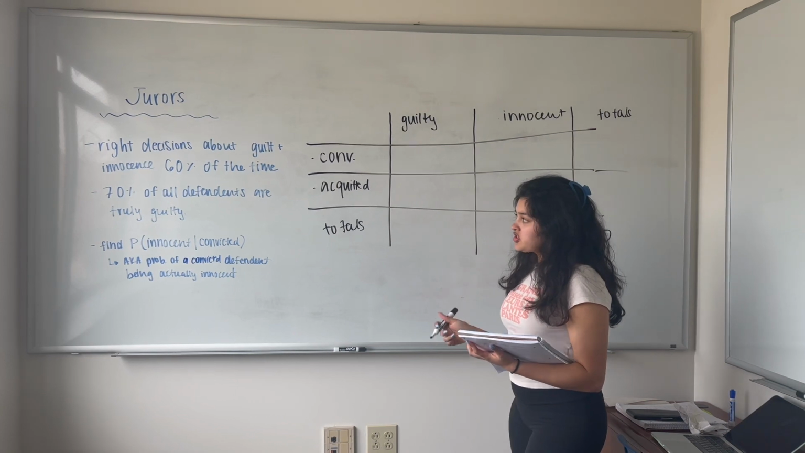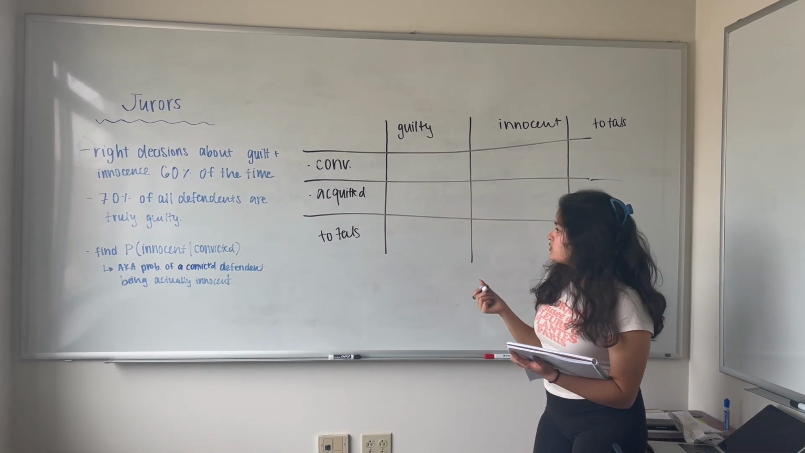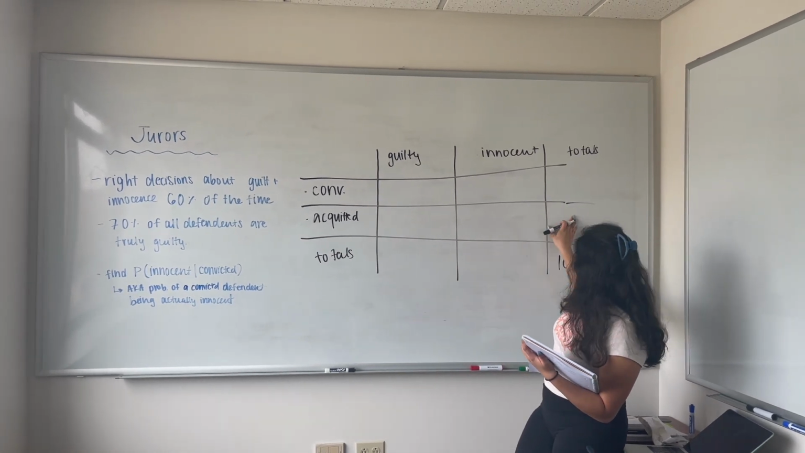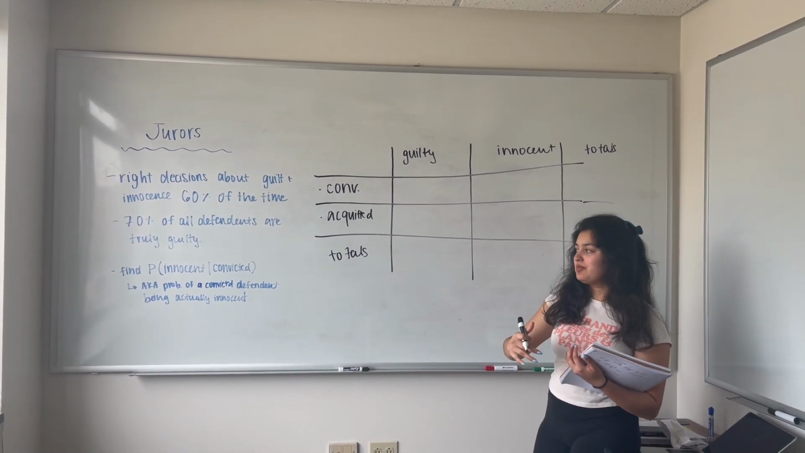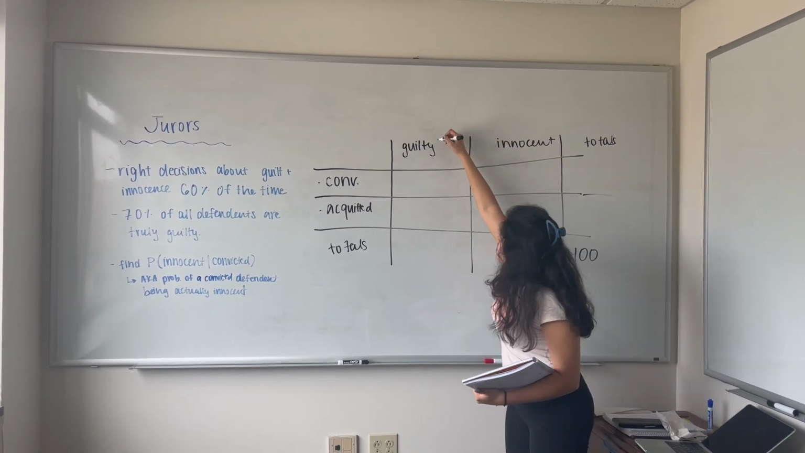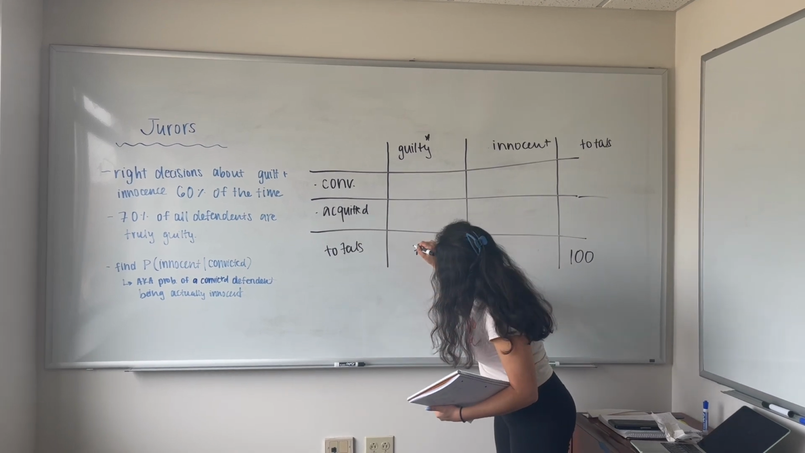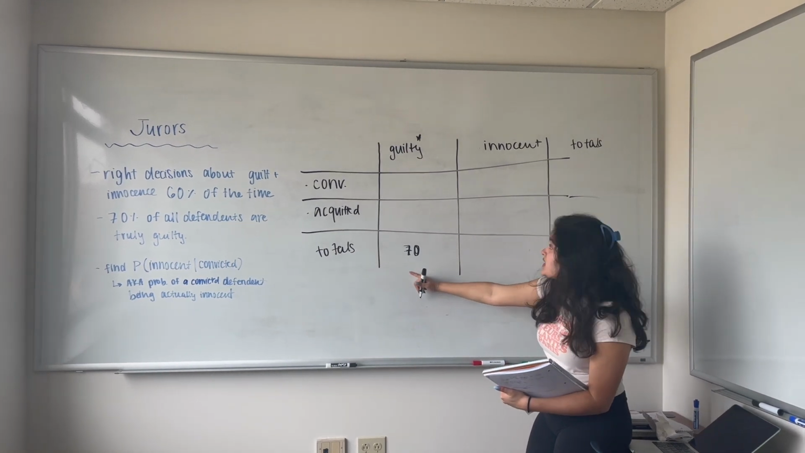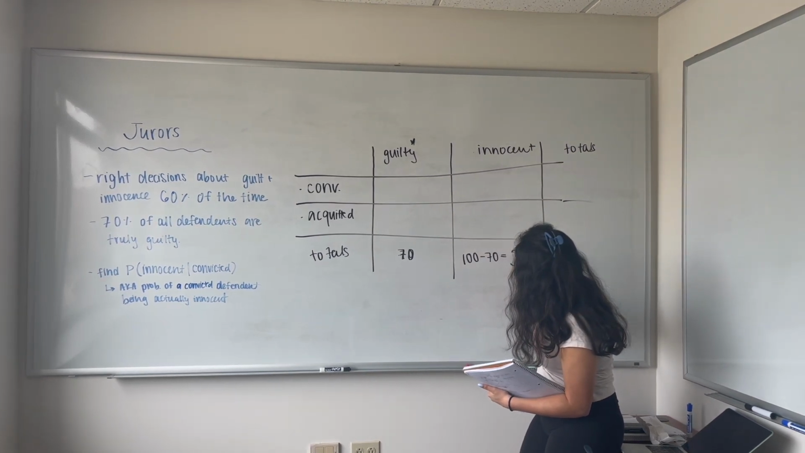So now, the first thing we know is that 70% of all defendants are truly guilty, right? So if we look at our columns, we want to put that 70% value in one of these sections right here, because this is the area that kind of combines both aspects of the problem. So essentially, 70% of all defendants being truly guilty means we're going to look in the guilty column, and we're going to put the 70 right here. And now we know that if there's 100 total people, and 70 are guilty, we're just going to do simple subtraction to find the number of innocent people, which is 30.